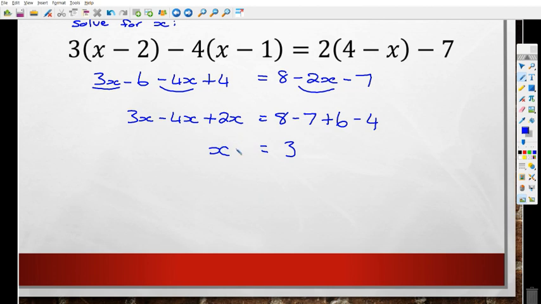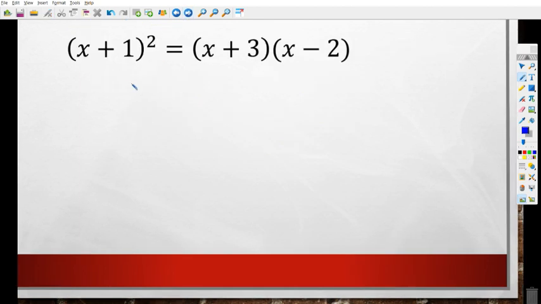Can you still see that all these x's here are to the power of 1, power of 1, power of 1, power of 1? Power of 1 there. Linear equations are when my x is to the power of 1. So let's go to the next one.